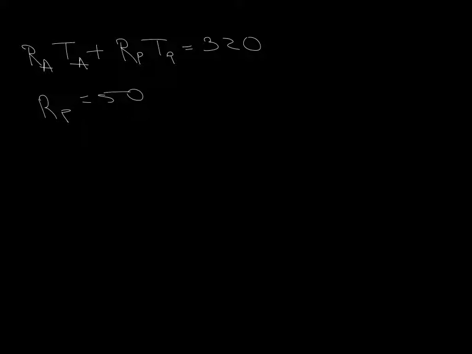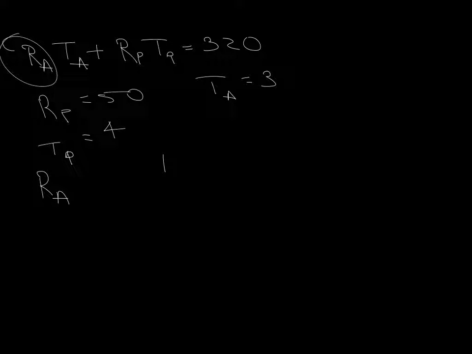Alright, we have RA times TA, so two letters multiplied, plus RP times TP equals 320. We don't have to even worry about what those mean. We know that RP is 50. We know that TP is 4, and we know that TA is 3. Okay, so we know that information. They want us to find RA.